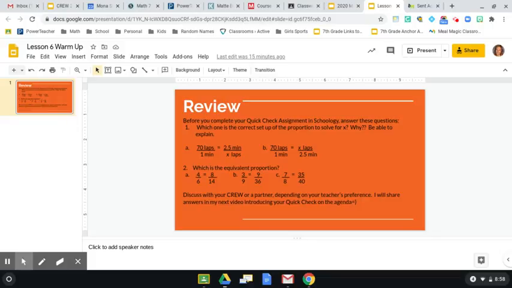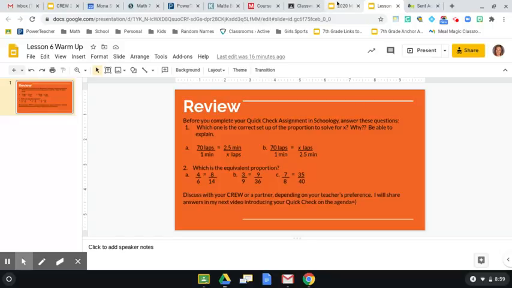Number 2, which is the equivalent proportion? I gave you 3 choices. Last week we talked about different methods you could use to determine if a proportion was equivalent. Method number 1 was being able to see if the numerator or denominator was getting smaller or larger by a certain amount. Method number 2 was checking cross products. If you look at letter C, those are equivalent ratios. In the numerator, going from 7 to 35, that's multiplying by 5. In the denominator, from 8 to 40, that is also multiplying by 5. So letter C is your equivalent proportion.